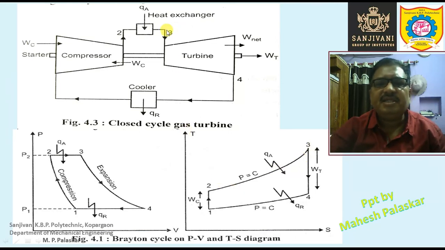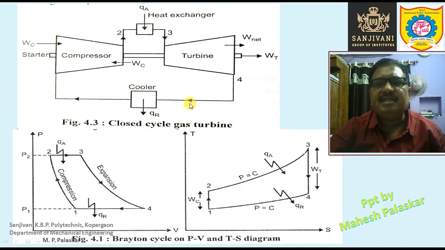Then next process is process 3-4. Process 3-4 is the expansion process, isentropic expansion. You can see this is the process 3-4. So this expansion takes place in this turbine, and due to the expansion of the working substance in the turbine we can obtain the mechanical work or mechanical power. And after expansion the working substance will leave the turbine, and from the turbine it will enter back to the compressor, that is process 4-1.